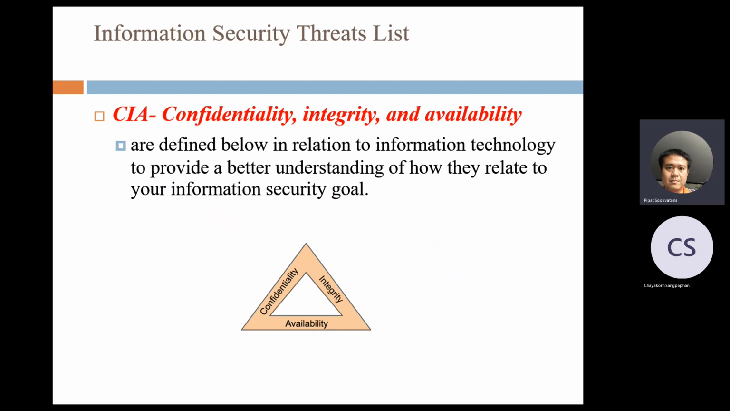For example, your bank account with username and password. If you leak it out, confidentiality is lost. If the banking system or the bank company cannot keep the confidentiality of your account, it's not safe anymore. The first one, confidentiality, means that the information has to be accessed by the authorized user only. The next one, integrity. Can you tell me what integrity means?